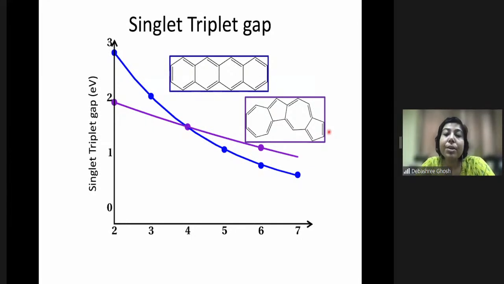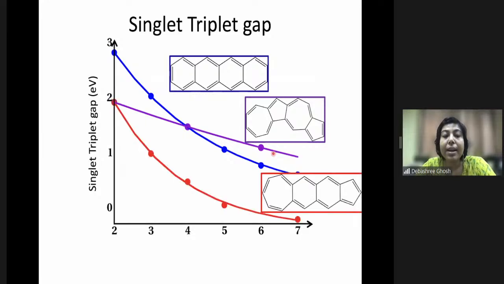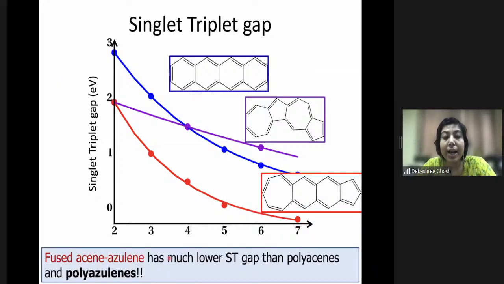Okay. So if I take a polyazulene, you see there's a 7-membered ring and a 5-membered ring and so on. For the polyazulene, the singlet triplet gap goes like this. And for the fused acene azulenes, a system that looks like this, the singlet triplet gap falls off much more quickly. And in fact, this is the 0. So there is indeed a singlet triplet crossover, as in the triplet state becomes more stable for fused acene azulenes with system size 6 and higher. So this is indeed a very small polyaromatic hydrocarbon molecule that can have a stable triplet state.